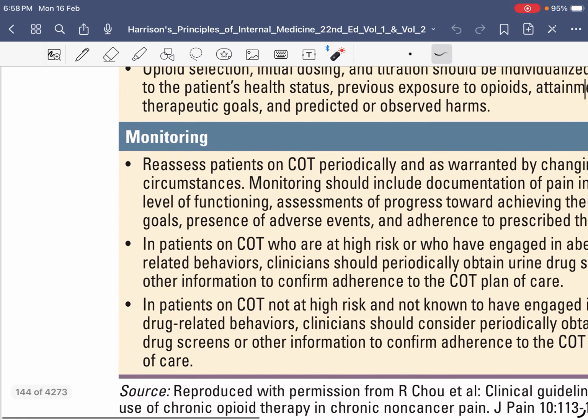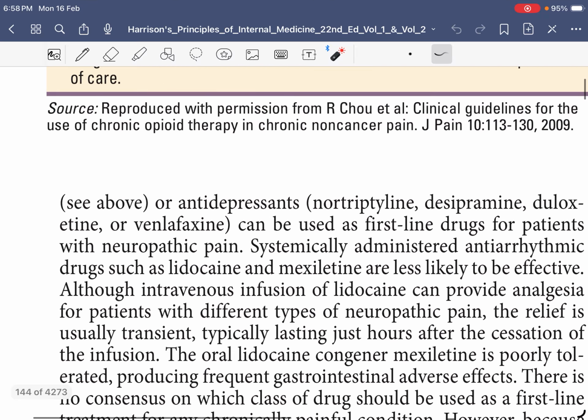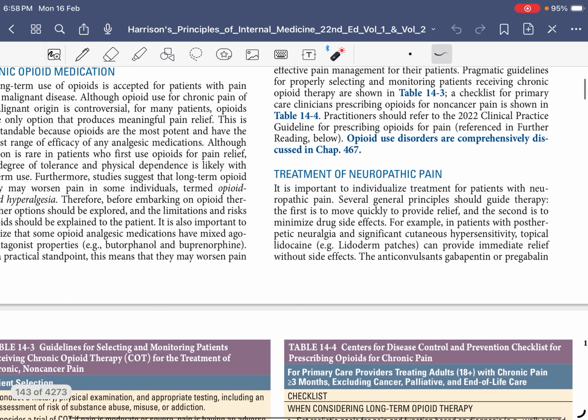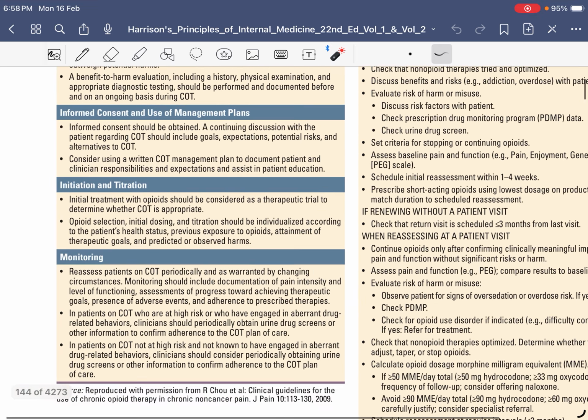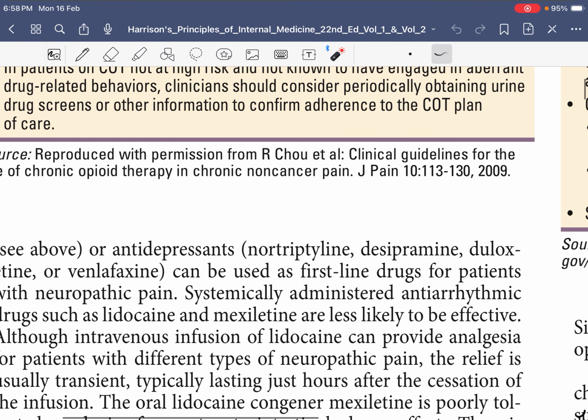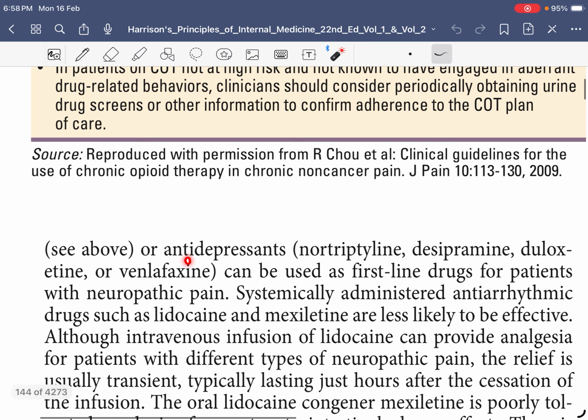pregabalin, see above, or the antidepressants nortriptyline, desipramine, duloxetine, or venlafaxine can be used as a first-line drug for patients with neuropathic pain.